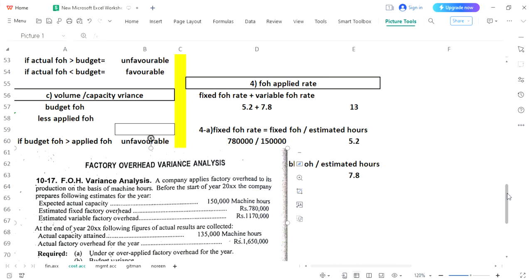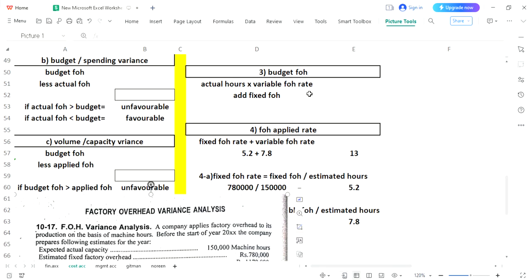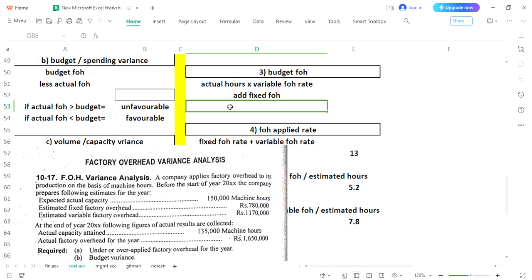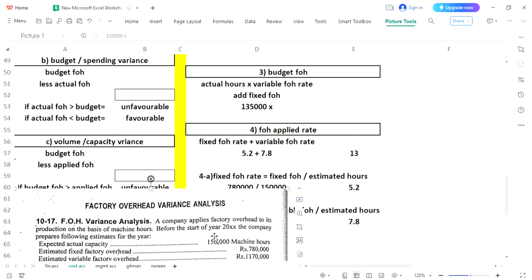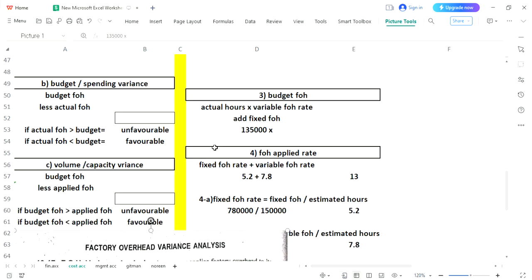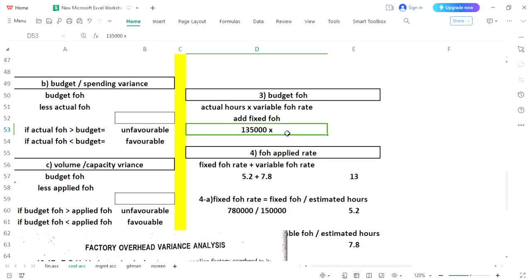Now come over here. We need to calculate budget FOH. For that we need actual hours, and actual hours are written over here. These are 1,35,000. So in the formula you will put 1,35,000, and then you will be multiplying it with what? Variable FOH rate. And you have calculated your variable FOH rate as well. You can see over here there are two rates you have calculated: fixed FOH rate and variable FOH rate. Variable FOH rate is 7.8. Put over here 7.8.